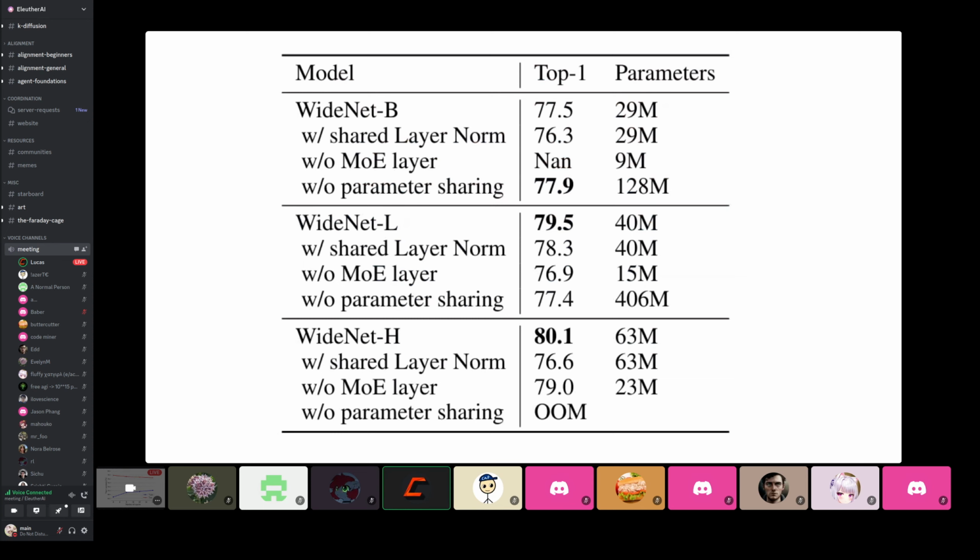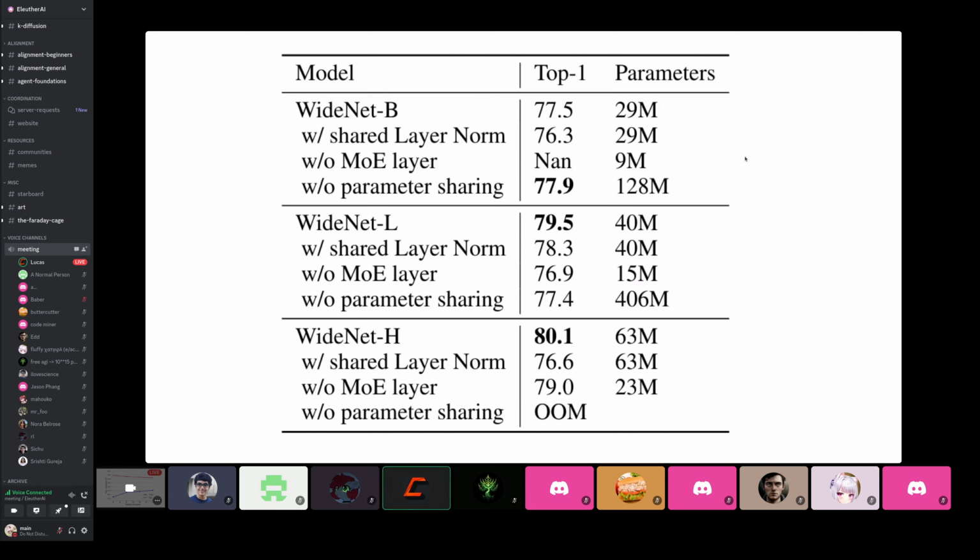The next table here is just them doing more experiments with WideNet, just some simple ablations. And here it is very important to note that they're doing progressive removal. So WideNet B would be the baseline, and then it's with shared layer norm, because WideNet, as we established previously, does not have a shared layer norm. It's all untied as in the baseline. So sharing the layer norm is worse. But then here, when they say without mixture of experts layer, what they mean is with shared layer norm, but without mixture of experts. So basically, everything's weight shared. And there, they get a NaN.